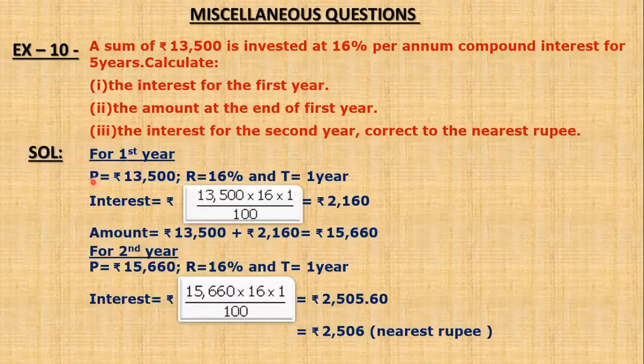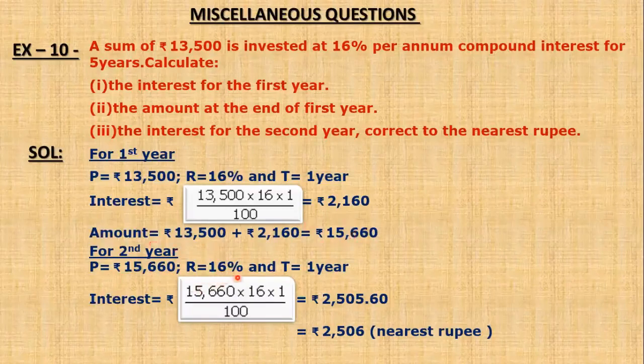For first year, principal is rupees 13,500, rate 16% and time 1 year. So interest will be PRT upon 100, which will give rupees 2,160 on calculation. So amount for first year will be rupees 13,500, which is original principal, plus interest, that is rupees 2,160, which will give rupees 15,660. For second year, principal is rupees 15,660, which is the amount of first year.